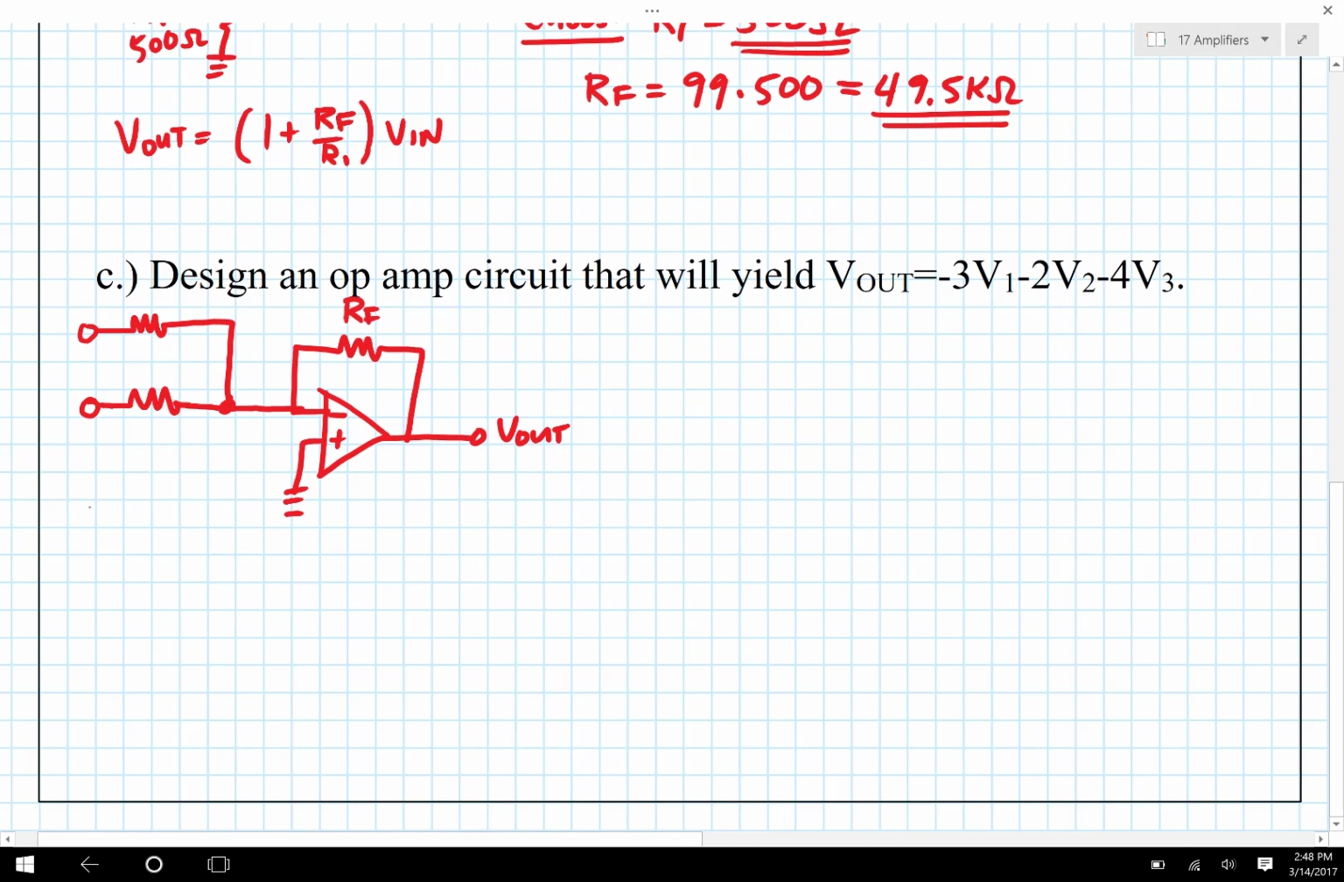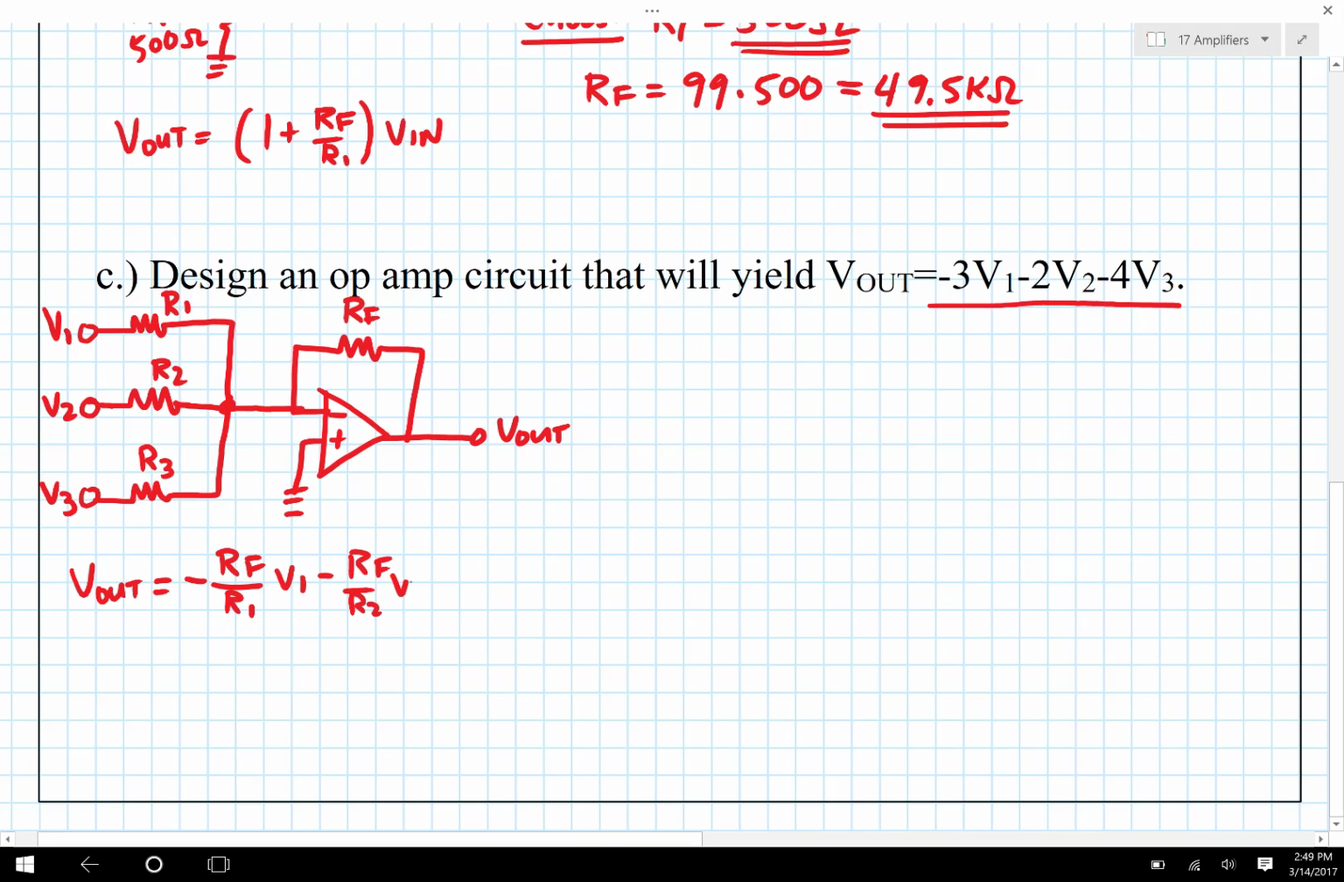And then I've got 3 input branches, all of which join up before the feedback resistor. We'll call this R1, and this will be R2, and this will be R3, and this will be V1, V2, and V3. And I know that V out is equal to minus, and you can either put the parentheses in or not. To make it as similar to this equation as possible, I'm not going to use parentheses here. Minus RF over R1 times V1, minus RF over R2 times V2, minus RF over R3 times V3.